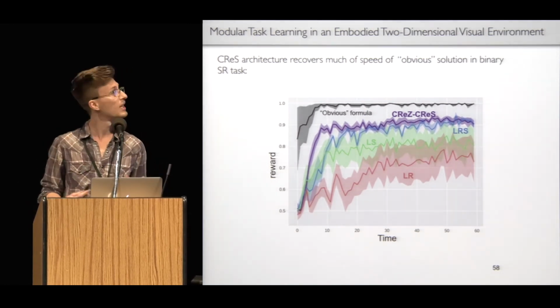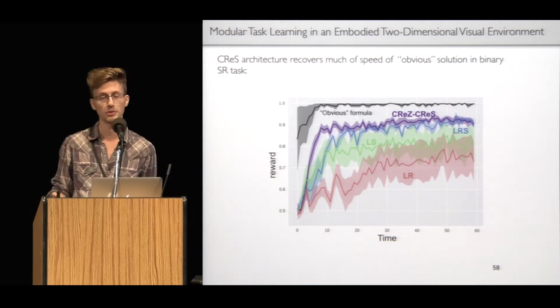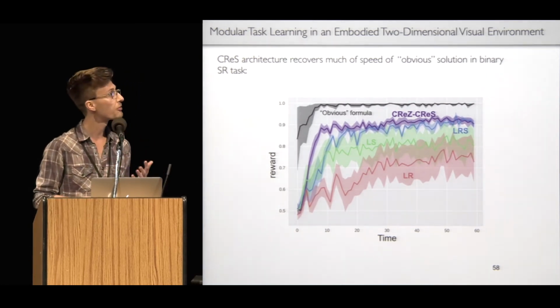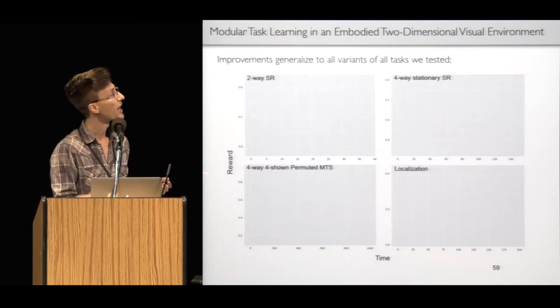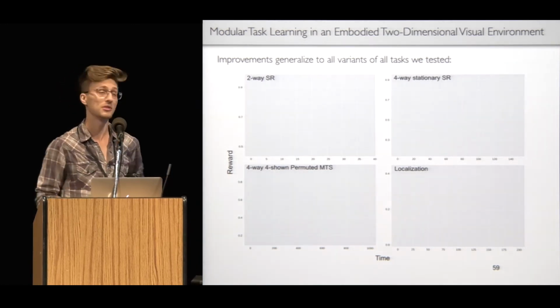But this result is just for a single task. Our main result is that these same generic principles scale across many tasks in this touchscreen environment, and they did so for every single one that we tested. So I'll plot four more learning curves here. Binary SR again, the four-way version of it, a challenging four-way match-to-sample task, and localization.